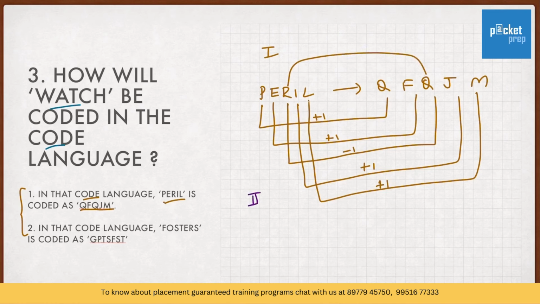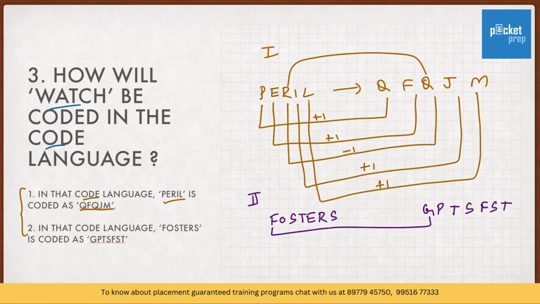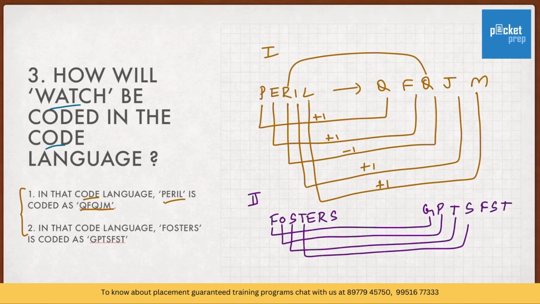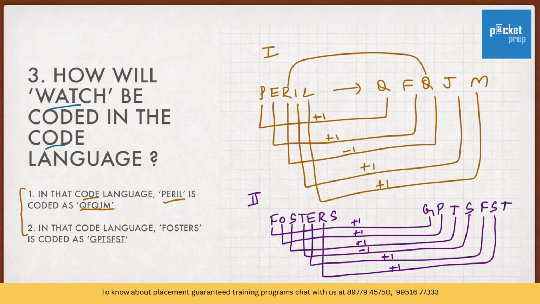Now, according to statement 2, Foster's is coded as GPTSFST. If you can observe, the next letter of F is G, the next letter of O is P, the next letter of S is T, and the before letter of T is S. So +1 here, +1 here, +1 here, and -1 in place of T. And for all other alphabets, it continues in the same way. +1, that F comes after E, and S comes after R, +1, and T comes after S, +1.